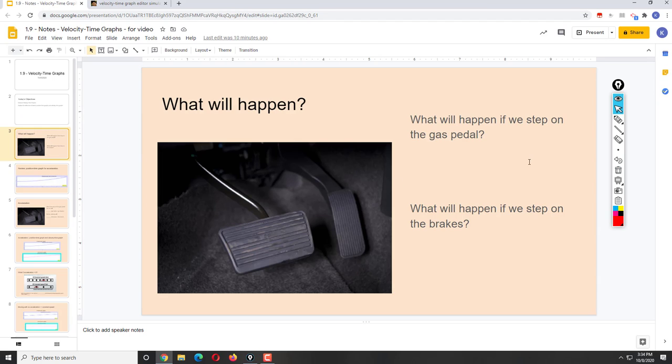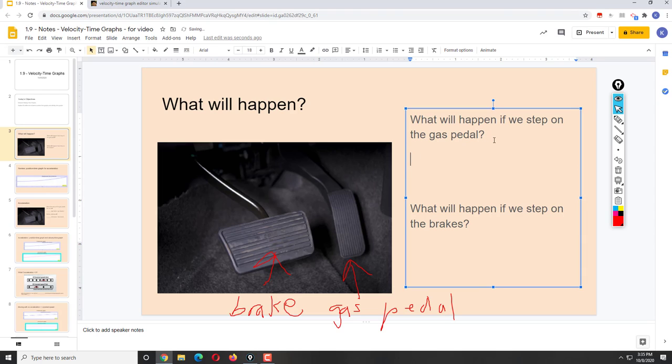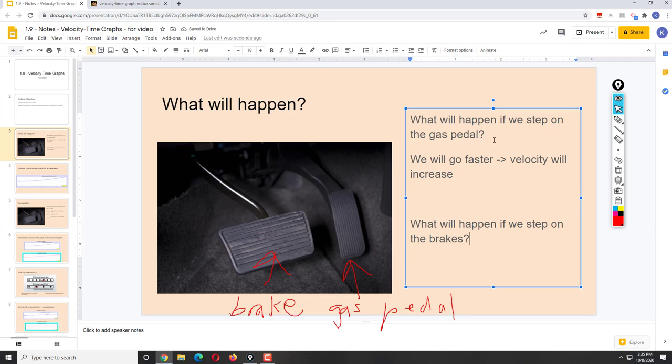Here is a photo of a gas pedal and a brake. What would happen if we step on the gas pedal? Well, we will go faster. That means that the velocity will increase. What will happen if we step on the brakes? We will go slower. Velocity will decrease. In both cases, we have acceleration.